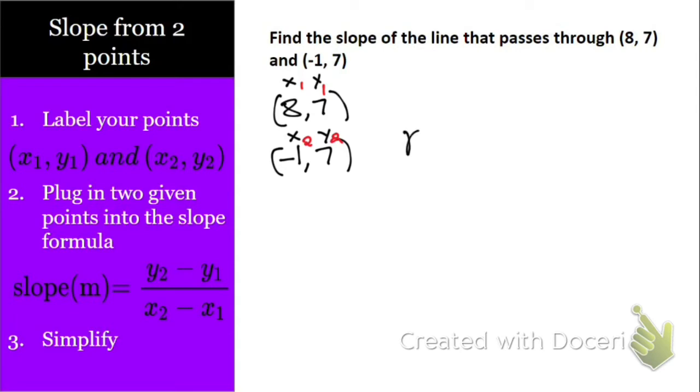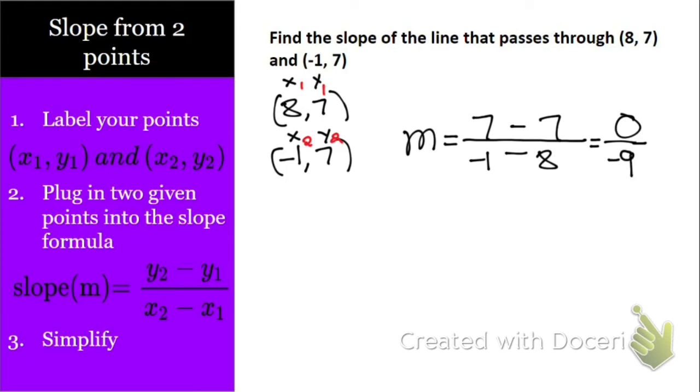Make my template. We got m is going to be equal to, put our fraction bar, minus sign, y2, 7, y1, 7, x2, -1, x1, 8. And then we solve. 7 minus 7 is 0. -1 minus 8. Signs are the same, combine, so that'd be -9.